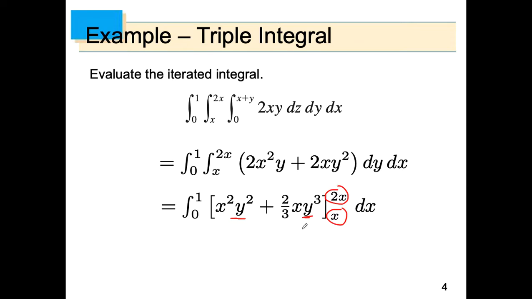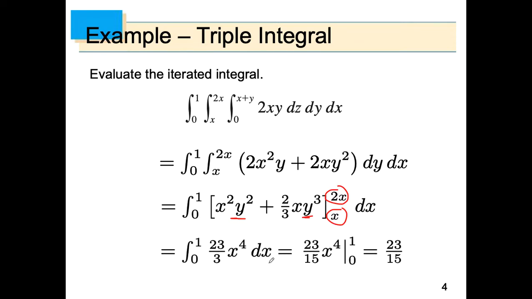So using the fundamental theorem of calculus part 2, you ultimately end up with 23 over 3 x to the 4th. Once again, please pause the video here and try to do this yourself. Please get from here to this step here, okay? And then obviously this last step is just basic calculus 1, and hopefully you also get 23 over 15.